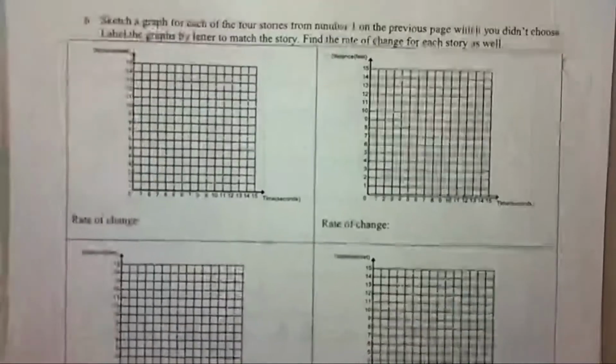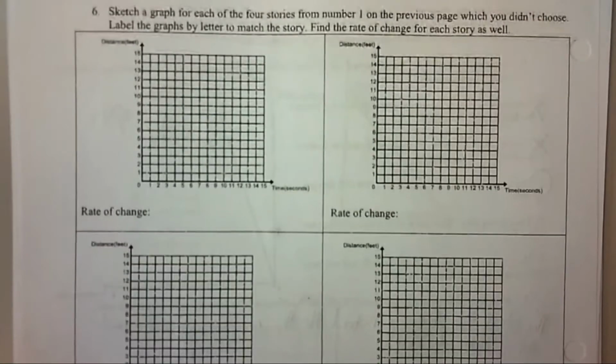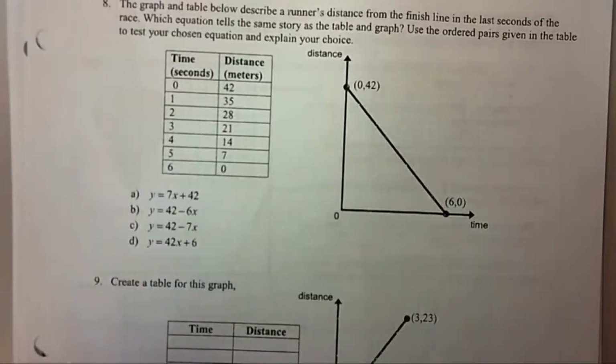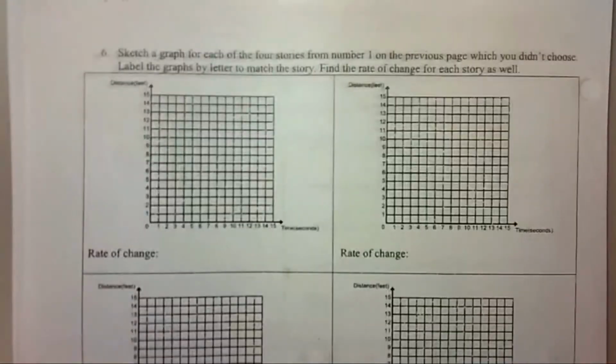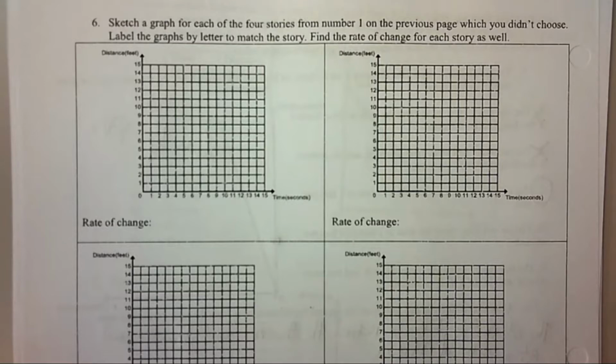All right, we're going to turn the page. Go to page 58. And page 58 says, sketch a graph for each of the 4 stories from number 1 on the previous page which you didn't choose. Label the graphs by letter to match the story. Find the rate of change for each story as well.